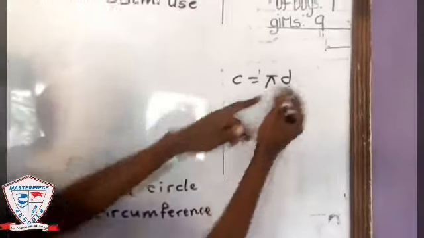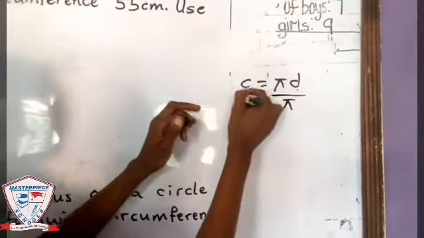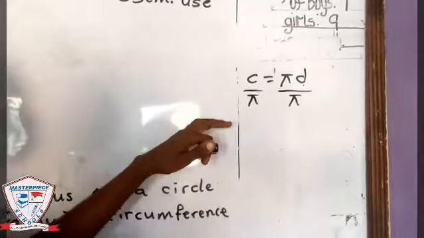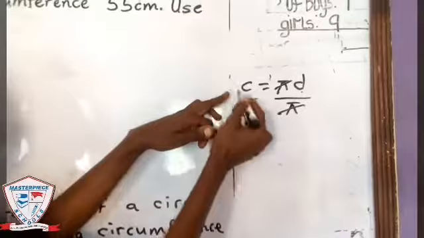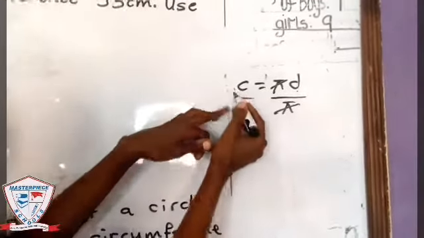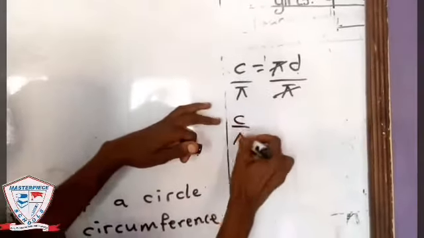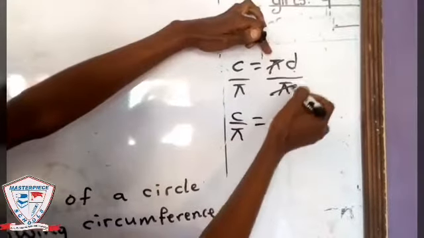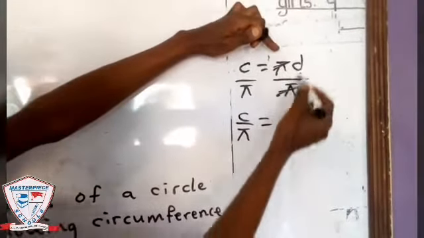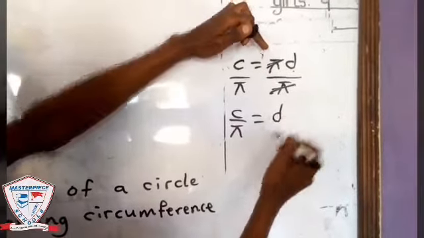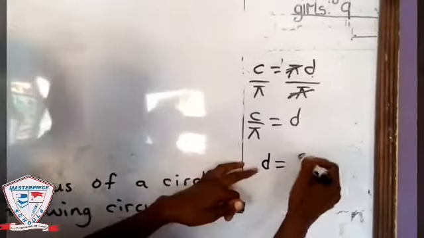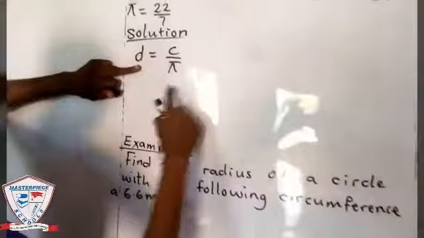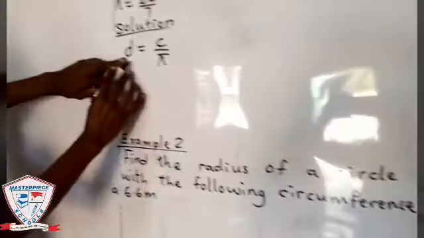Since we are looking for diameter, you divide both sides by pi. Can you see that? Pi will cancel pi here. There is no pi on the other side, so you can't cancel any pi there. So you have C over pi equals what remains here. You have cancelled this, and it remains only diameter. So C over pi is equal to diameter, which is the same thing as diameter is equal to C over pi. Can you see that now? That is how this formula was derived.